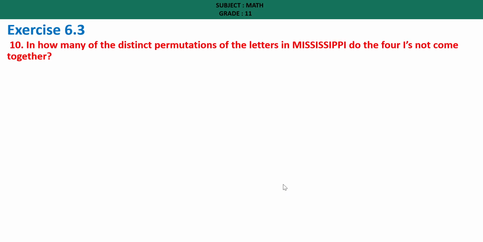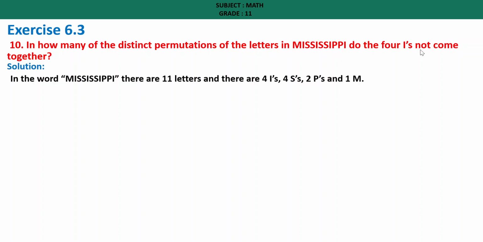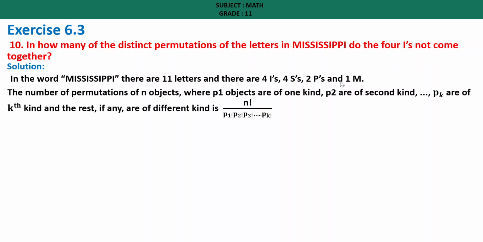Let us solve question number 10. In how many of the distinct permutations of the letters in MISSISSIPPI do the 4 I's not come together? Solution. In the word MISSISSIPPI, there are 11 letters and there are 4 I's, 4 S's, 2 P's and 1 M. So the number of permutations of n objects where p1 is of one kind, p2 is of another kind, and pk is of another kind, we know the formula as n factorial divided by p1 factorial, p2 factorial, and so on up to pk factorial.